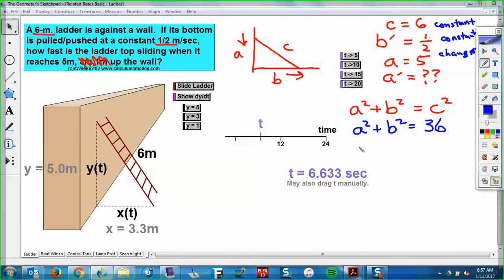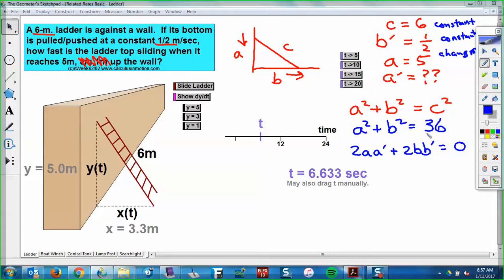All right, so what's the derivative of a squared? 2a, a prime, plus 2b, b prime, equals 0.